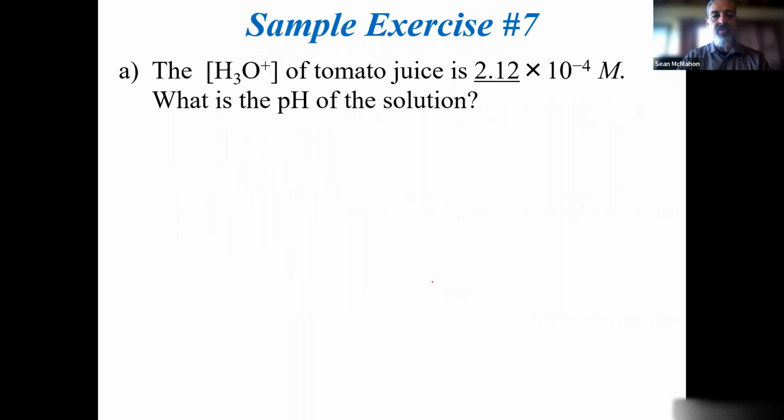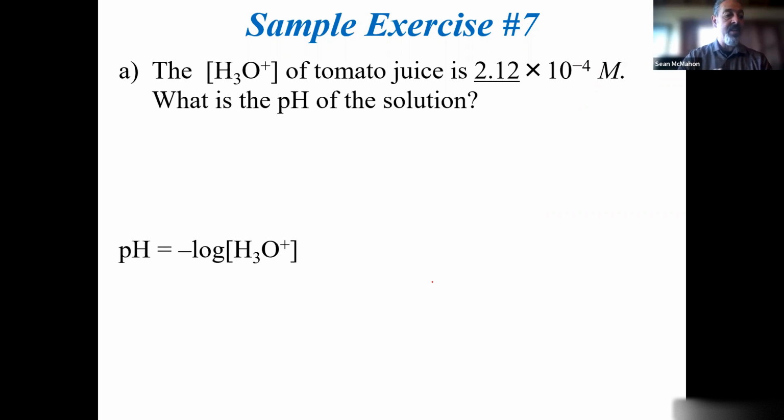So what is the hydronium concentration of tomato juice? If it's 2.12 times 10 to the minus 4, what is the pH? Oh, I'm sorry. We're just figuring out the pH. So to do pH, if we remember, it's a negative log. Okay, so on your calculator, you're going to type that in.